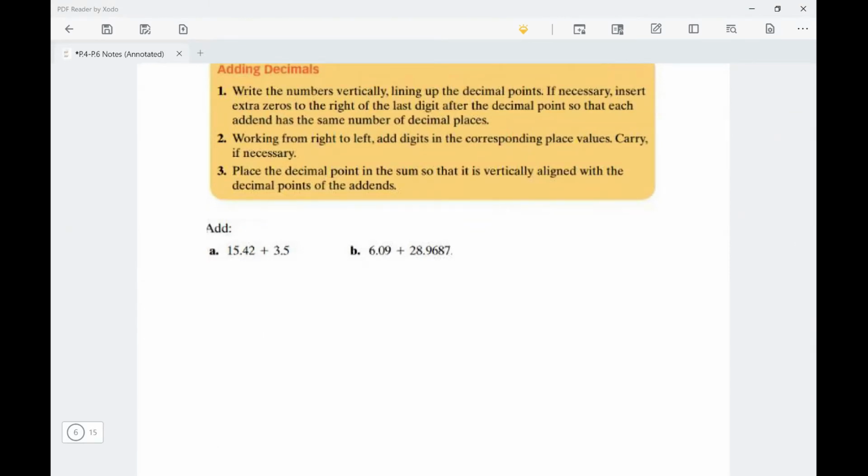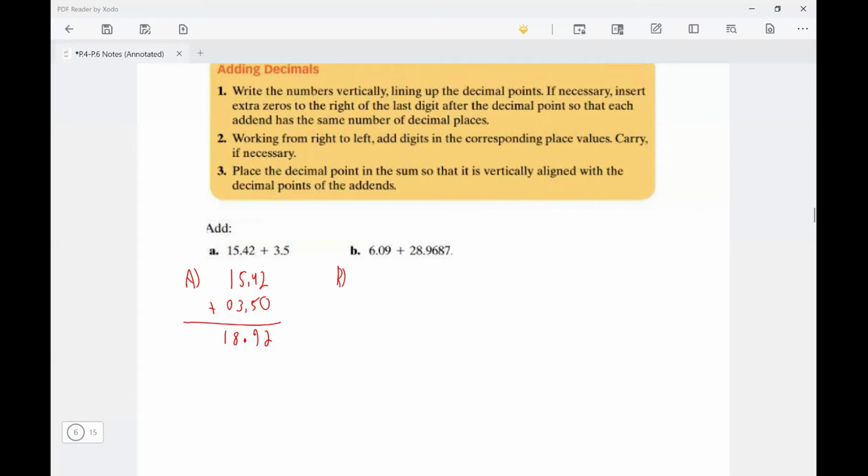So the way I'm going to do this is I'm going to stack them vertically, and then I can just add each of the digits together, right? So let's look at A first. I have 15.42, and I'm going to stack it vertically with 3.5. And if I want to, I can add a 0 after that. Right? So notice that we have 2 plus 0, which is 2. 4 plus 5 is 9. This decimal place still comes down. 5 plus 3 is 8, and 1 plus 0 is 1. Right? So if we add these two together, we get 18.92.